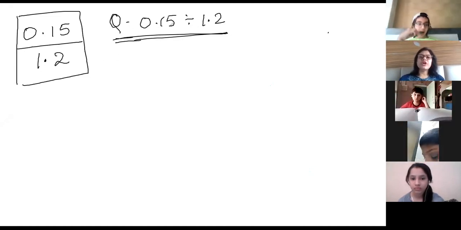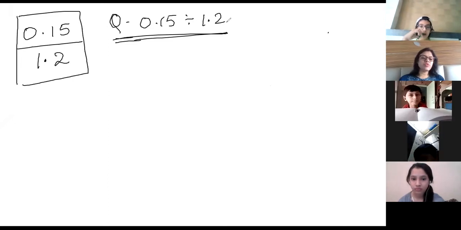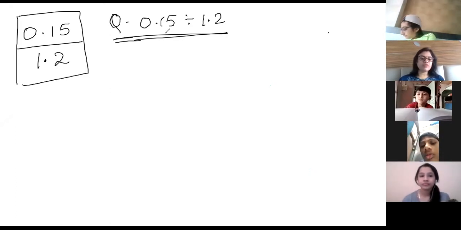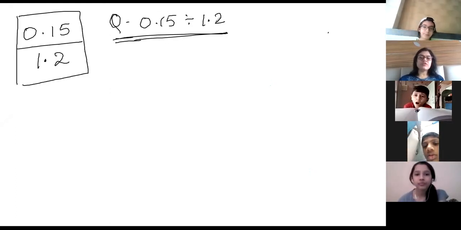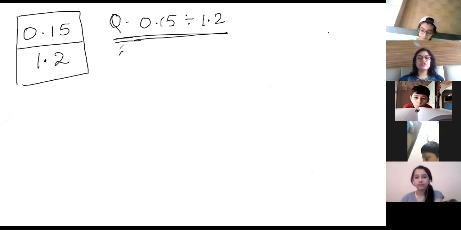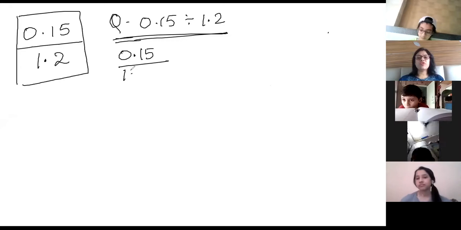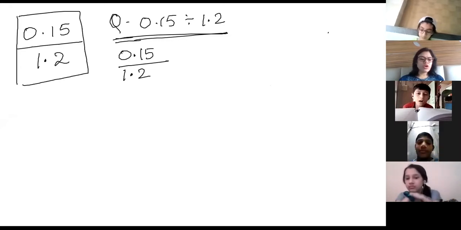Okay. 0.15 divided by 1.2. So that means this should be in the denominator. Don't do the reverse thing. The divisor should be in the denominator. So how will I write 0.15 upon 1.2? Now what will I do here?